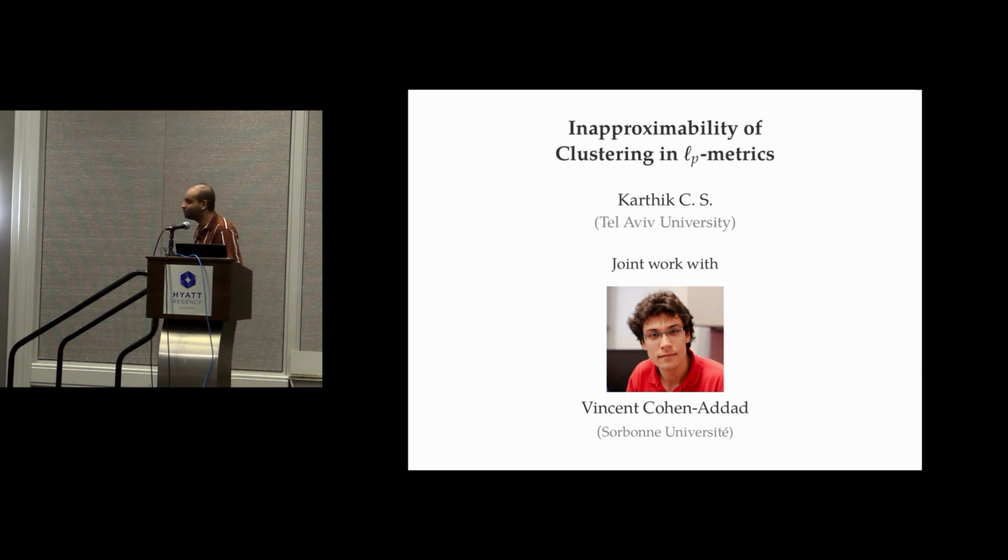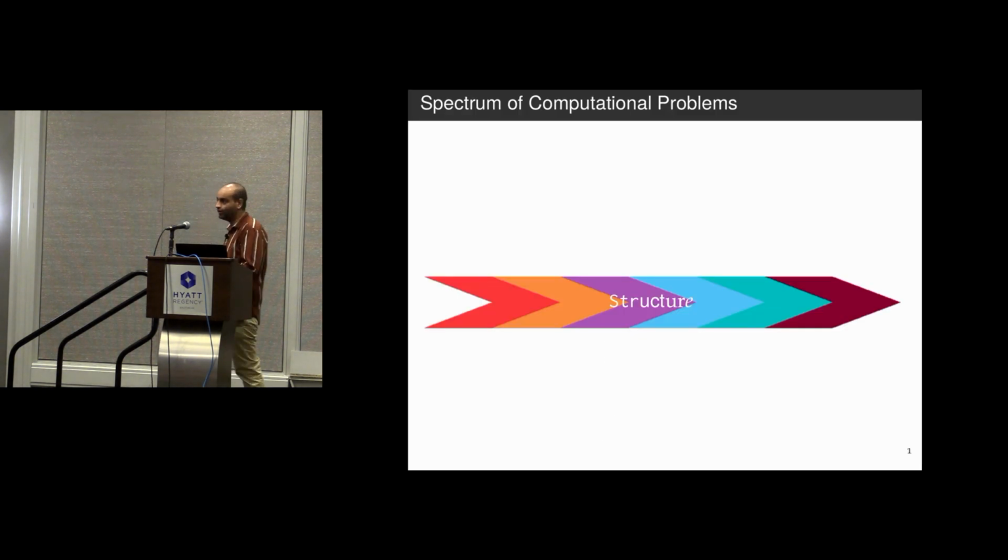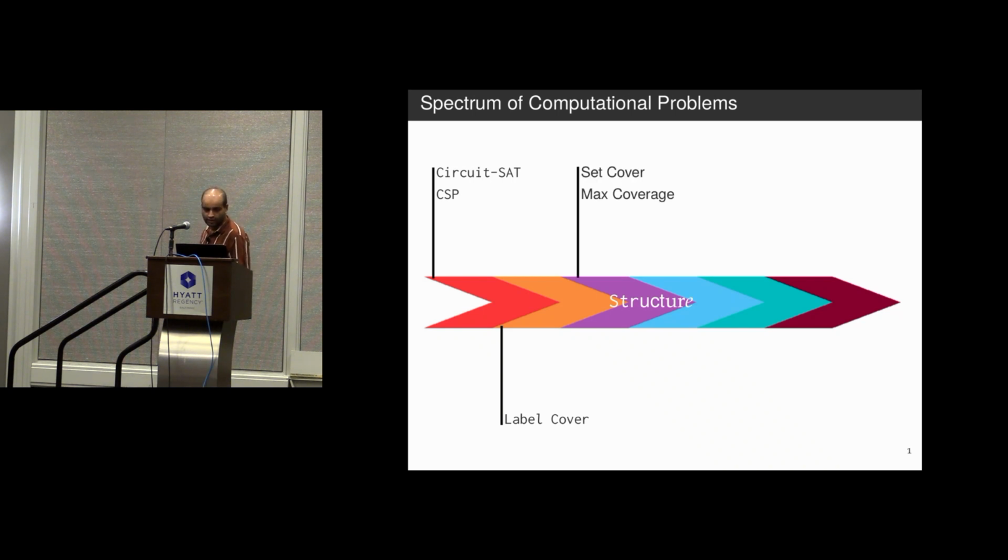This is Inapproximability of Clustering. In order to motivate hardness of approximation for clustering, let's look at the structure of computational problems. It's the landscape. We have very low structured problems like circuit SAT and CSPs of large arity. And then we were able to prove the PCP theorem. So we could prove the hardness of approximation of label cover. And then we were able to prove something for more structured instances, set systems like set cover and max coverage.